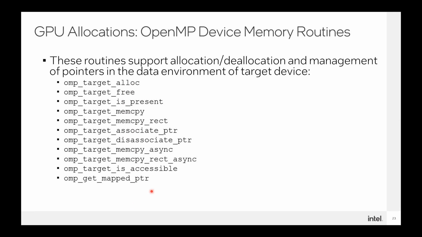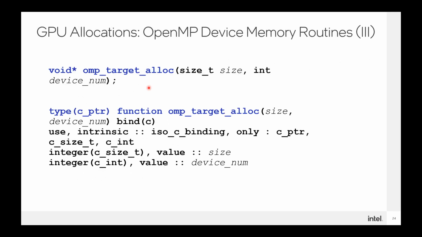These are from the latest version of the specification, because OpenMP added a couple of them over the years. So these routines permit you to allocate, deallocate, and also manage the pointers, copy data between a device pointer and the host data, and so on. The point is that from OpenMP 5.1, these routines also have a Fortran interface, but as you can see from here, this is the Fortran interface. For instance, I take the OpenMP target alloc.